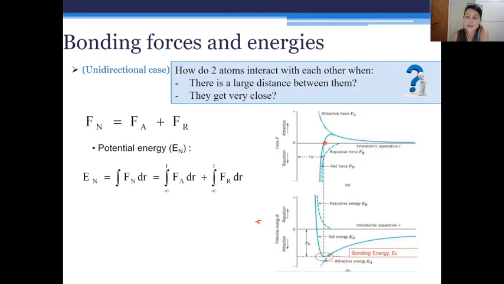So these two atoms are in equilibrium, and at this position, we have a specific energy between them that is given by the minimal point of this potential energy well, which is called the bonding energy. We write it E0. So if I have such a graph, I can determine what is the bonding energy between two atoms and what is the interatomic distance between them.